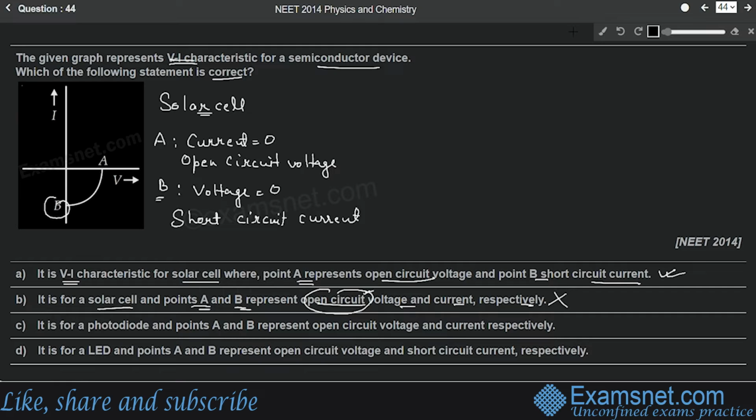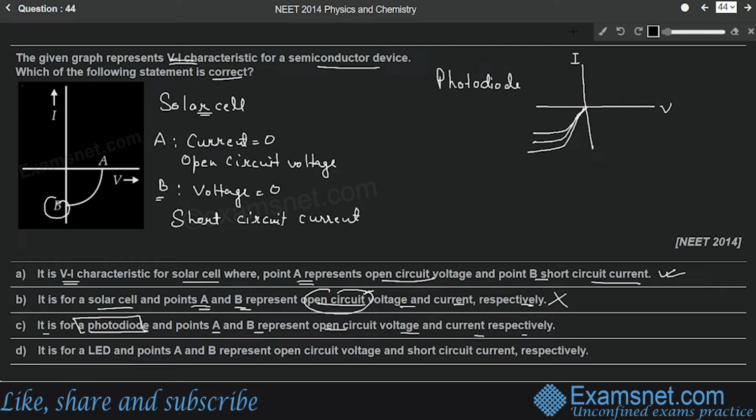Now we come to the third statement. It says it is for a photodiode and points A and B represent open circuit voltage and current respectively. So this type of graph is not drawn in case of photodiode. Let's see what type of graph is drawn in case of a photodiode. This is V, this is I, and the graph will look something like this. Okay, so if you see this type of graph, just understand this is the graph for photodiode.